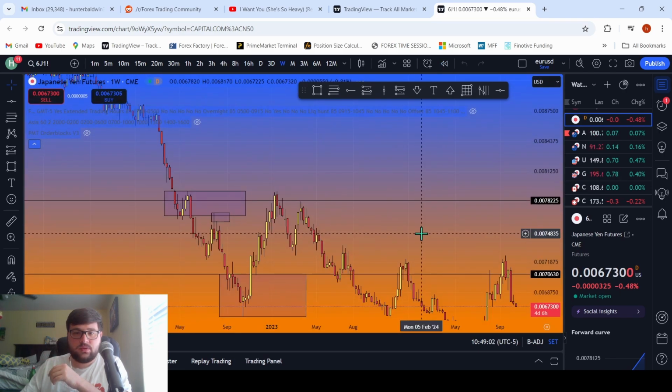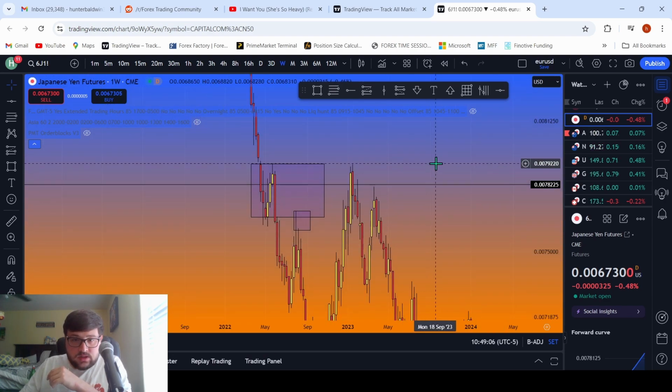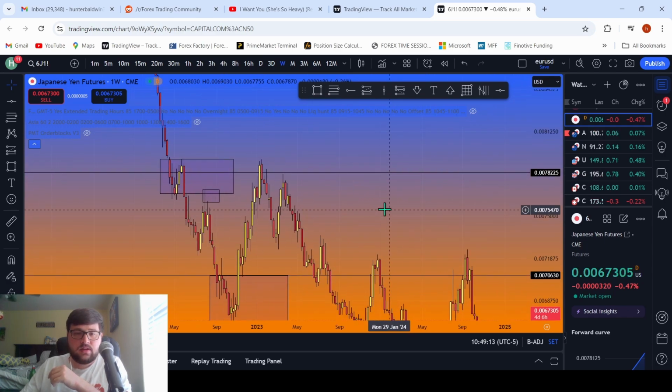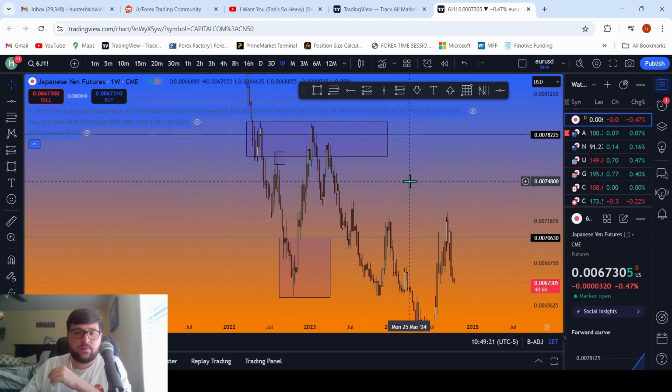Let's get rid of the replay real quick. So it actually doesn't take out the high. It might have tapped it like right on it, but you see again how from this zone and level it holds, and then this is where price falls from.